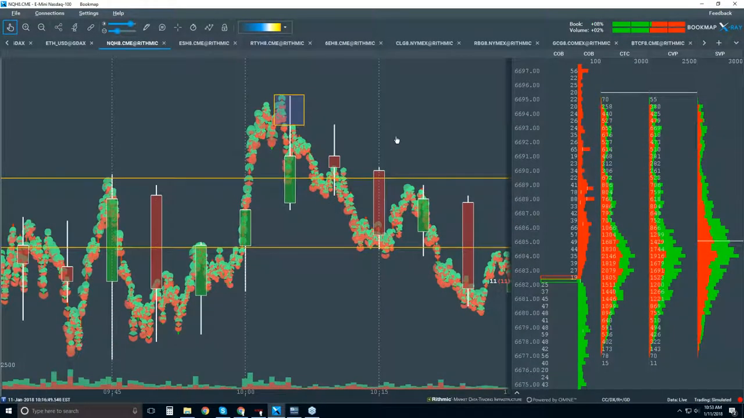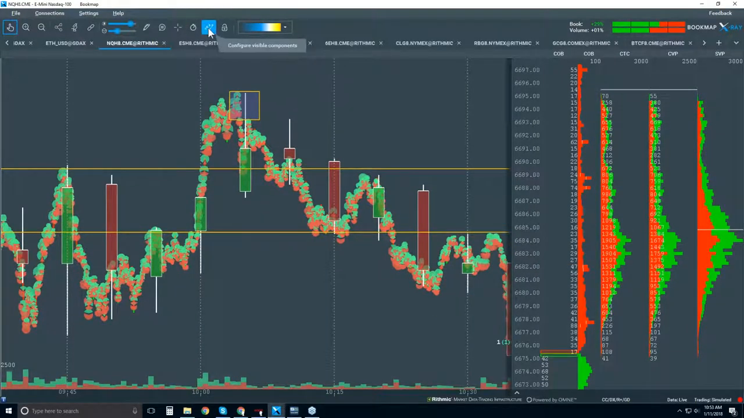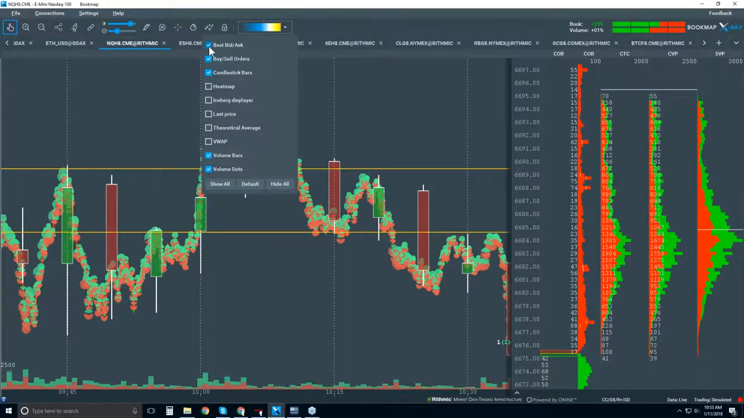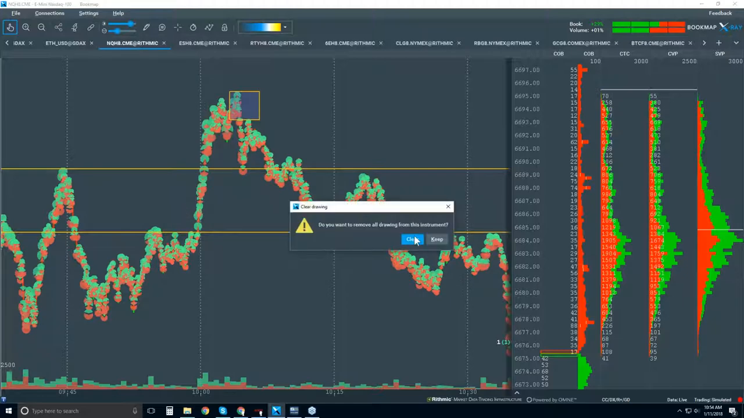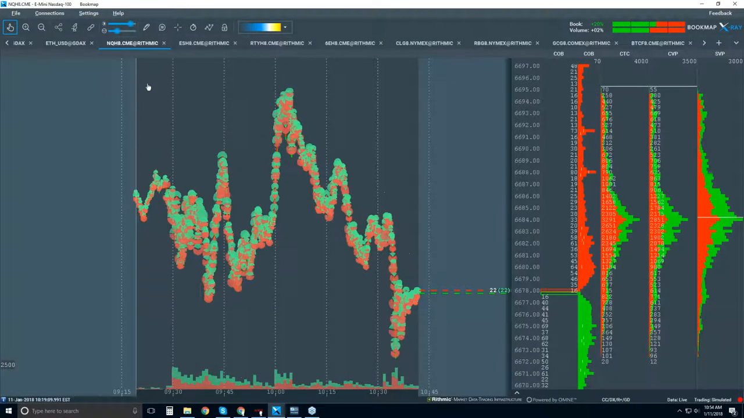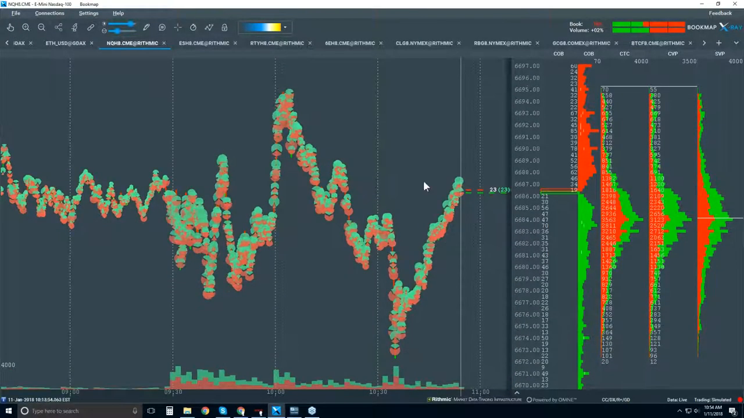Just very simple stuff, and a very objective view of the market. So let's take the candlestick chart off here, and let's clear our drawings, and zoom out a bit. So those are the two elements that we're seeing so far.